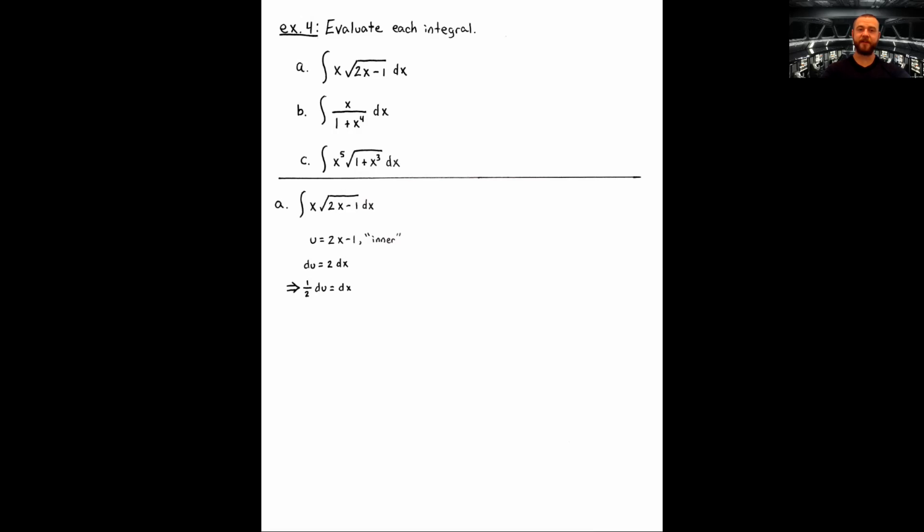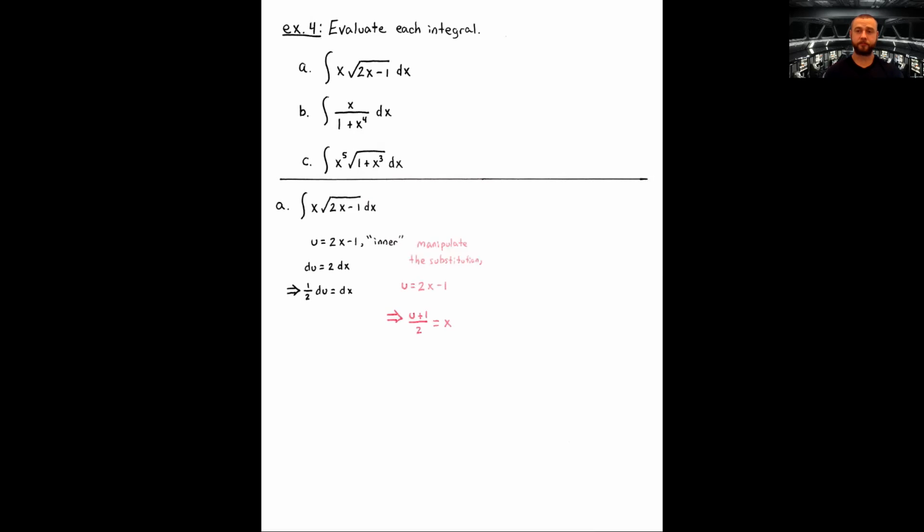But what's tricky here is converting that factor of x that's by itself. Now keep in mind, you want to convert everything from x to u. How might we convert x and express that as u? Well, we've set up the idea of manipulating the differential, we can also manipulate the substitution. So we can take our substitution, u equals 2x minus 1. We can solve that for x. Add 1, then divide by 2. This now allows me to replace x by itself in terms of u.